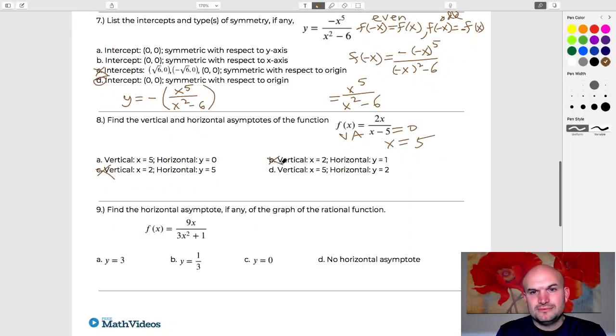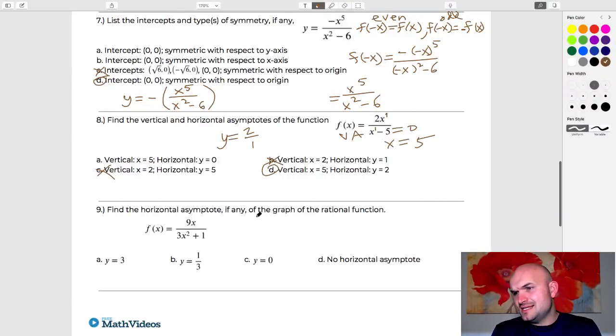Okay. Horizontal asymptotes, remember, these have the same degree. So therefore, my y is going to equal 2 over 1, which is just 2. So I have these two. You can see that the only one that has y is equal to 2 is right there.